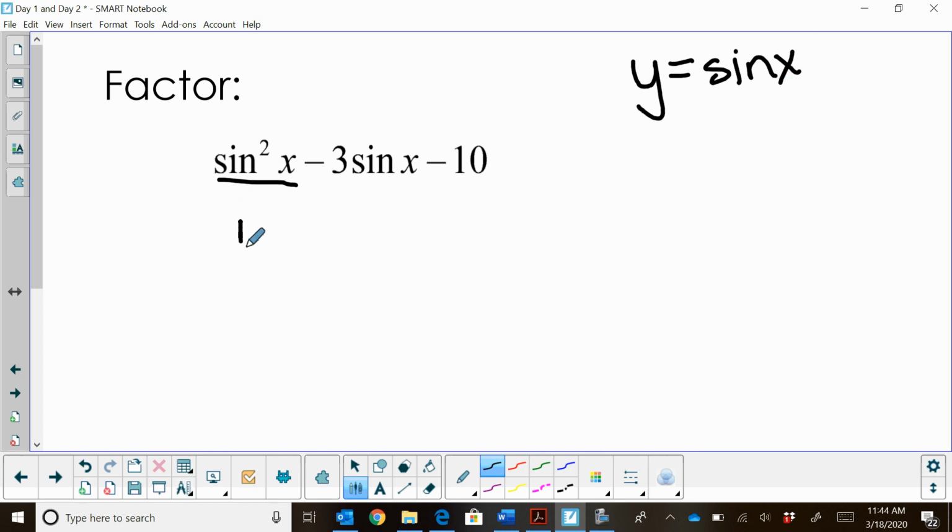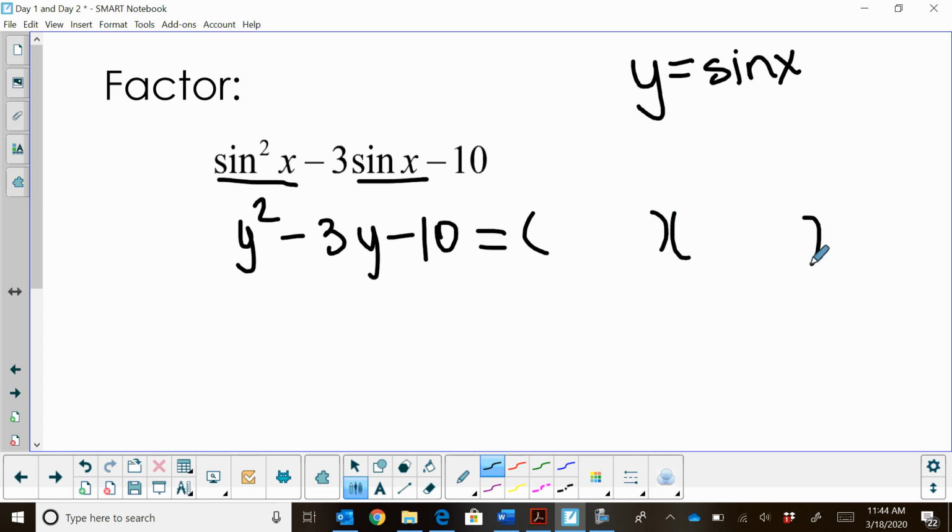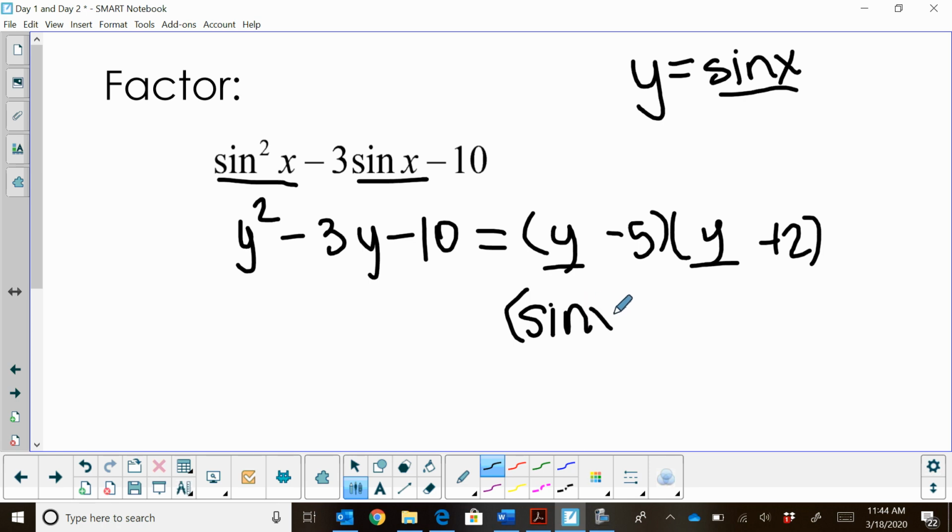Then I would just have y squared minus 3y minus 10. And then you can see, oh, this is just a trinomial. So how's that going to factor? Well, what multiplies to negative 10 that has a difference of 3, and that's a negative 5 and a positive 2. And then I'm just going to have a y and a y. But we're going to replace these y's with what we define y to be. In this case, it was a sine x. So it's sine x minus 5 and a sine x plus 2.